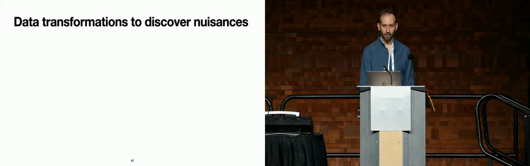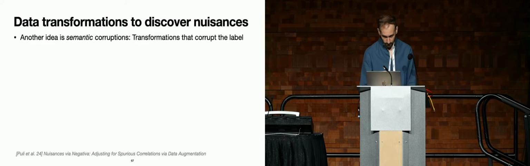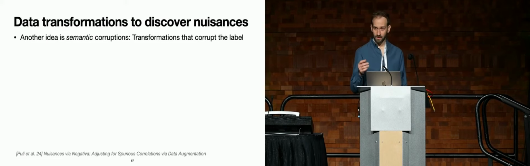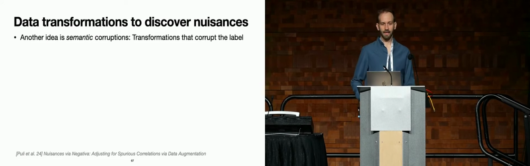So, okay, where can we go forward from here? This is a very tough problem. How can we get methods that rely on more realistic assumptions? One idea that is maybe a small step in that direction is the idea of semantic corruptions. These are transformations that corrupt the label.